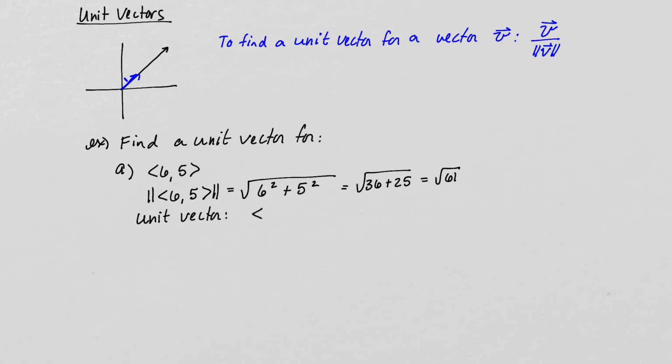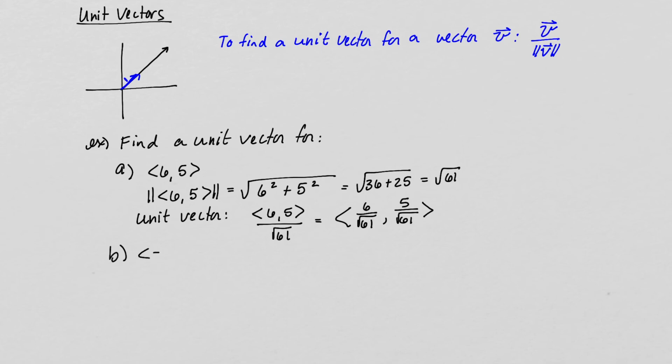So then the unit vector is going to be 6, 5, that vector divided by the square root of 61, which is going to end up being 6 divided by the square root of 61, 5 divided by the square root of 61. So we're just going to divide each of those pieces by the length of the vector. So we'll do one more.